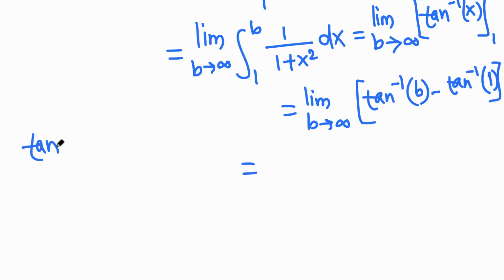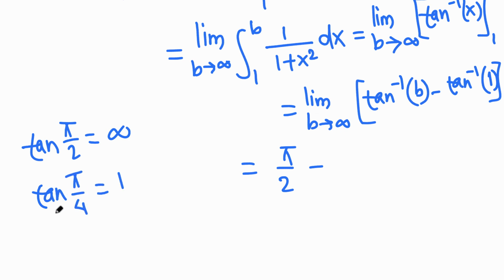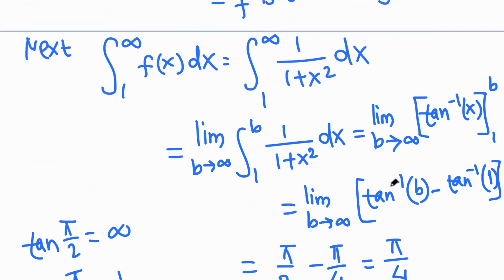What is that? We know that tangent pi over 2 is positive infinity from the left, by the way. Tangent pi over 2 is infinity. So when we put infinity here, tangent inverse infinity is in fact pi over 2. Minus, there is no b, so no limit, tangent inverse 1. What is tangent inverse 1? Tangent pi over 4 is 1. That means tangent inverse 1 is pi over 4. Half pi minus quarter pi. So you had a half pi, you ate quarter pi. How much left? Quarter pi.